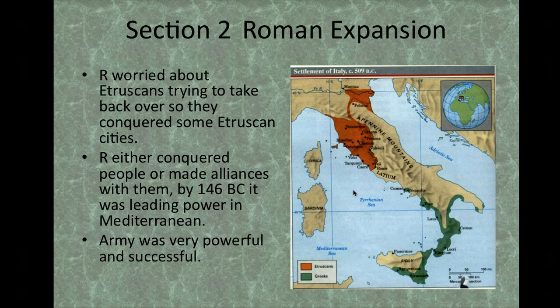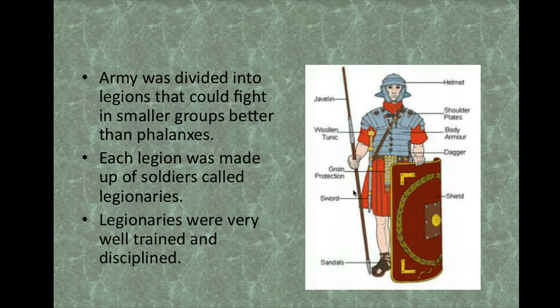Rome either conquered people or made alliances with them, but really by 146 BC, it was the leading power of the Mediterranean. Its army was very powerful and successful. And that's mainly due to this guy here.